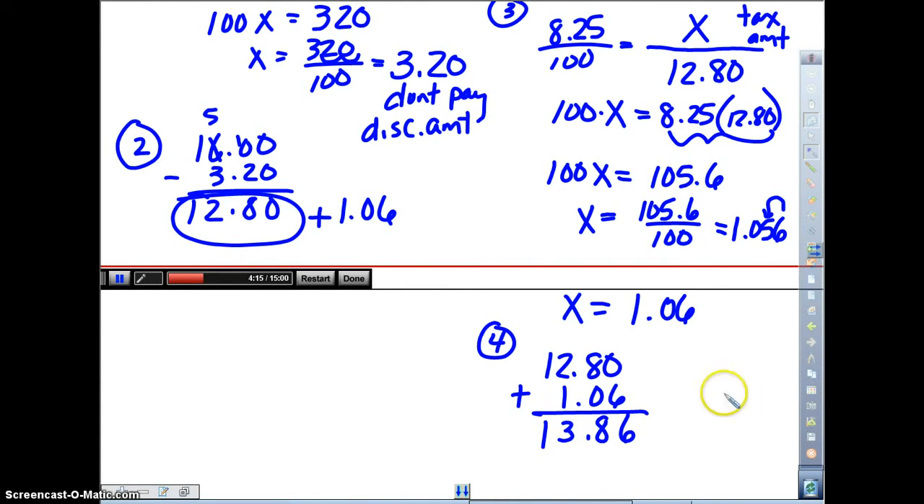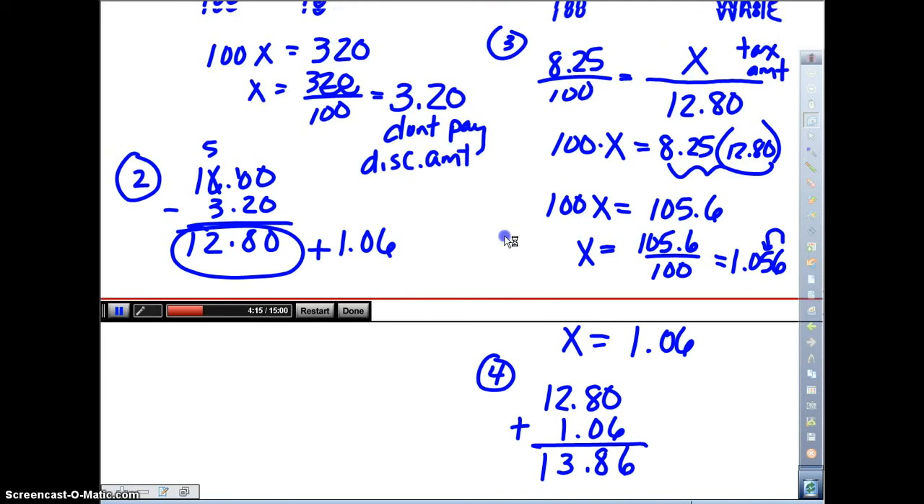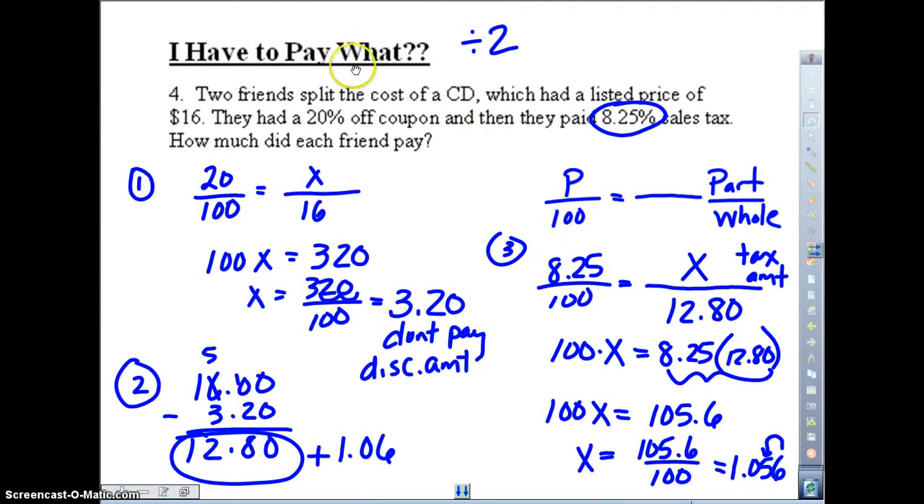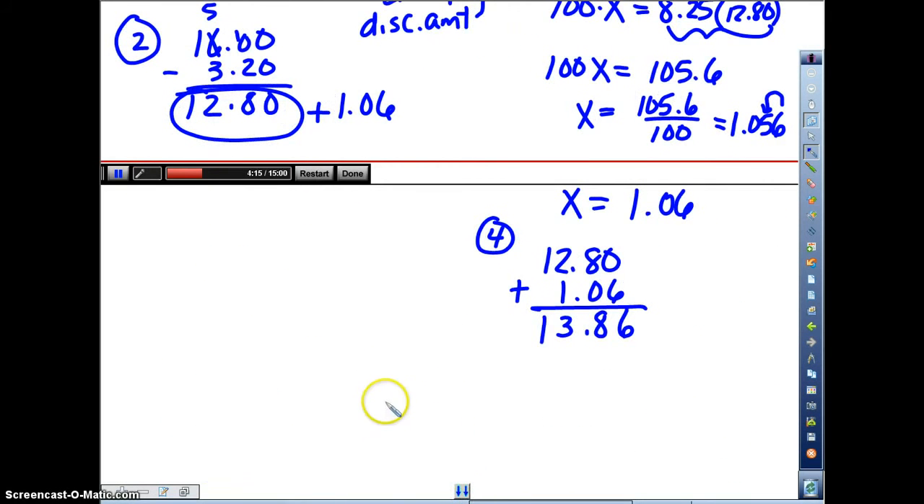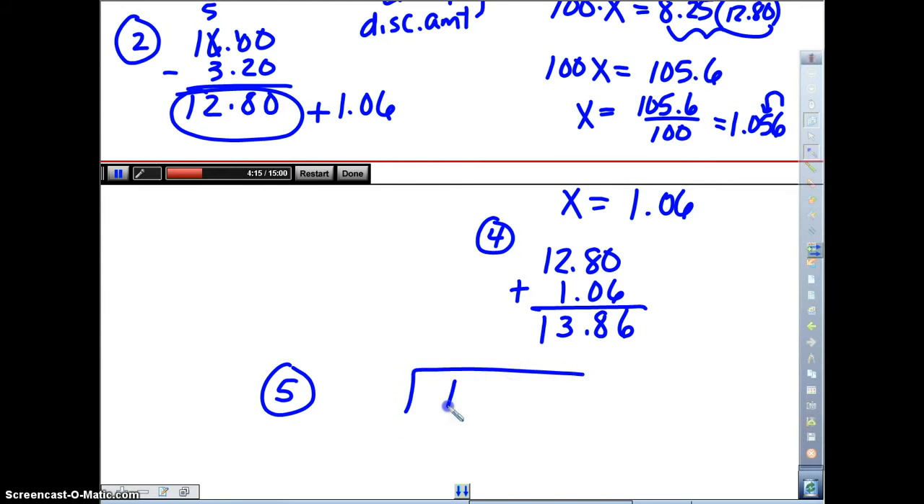Am I done with this? I think I'm done. Let's go back and read it. How much did each friend pay? Oh, I'm so glad I went back and read it because I'm not done. What was that last step? Yeah, I got to divide it in 2. So, the fifth step is to take $13.86, don't forget to put your decimal point up there, and divide by 2. That's the last step.